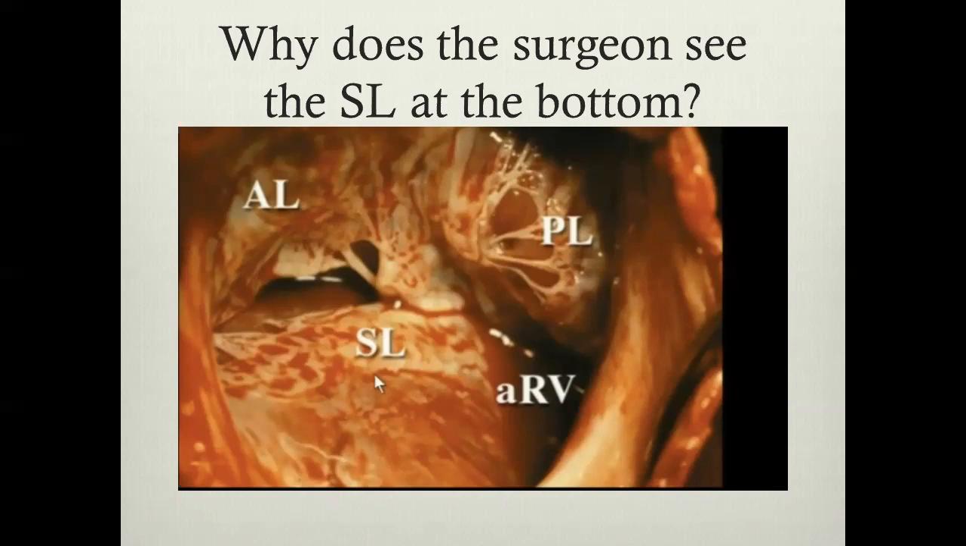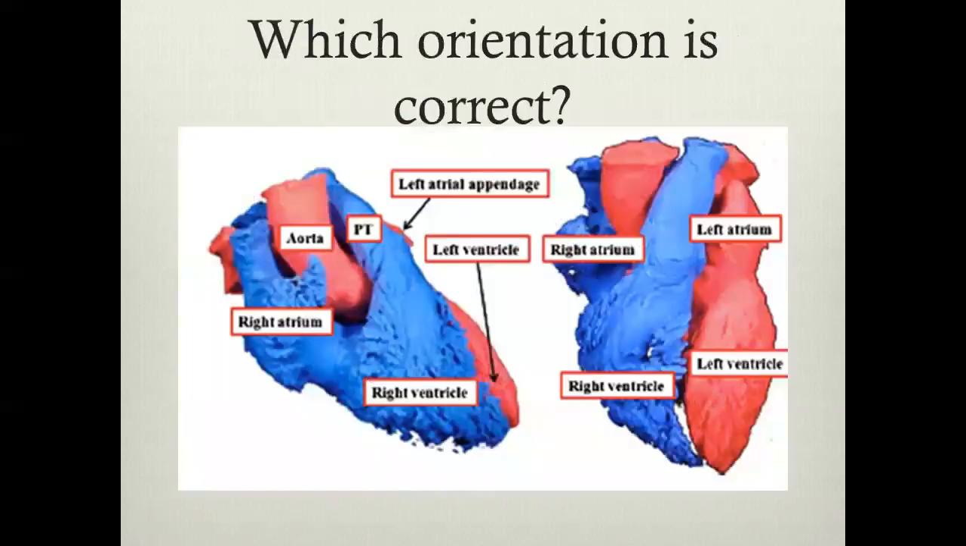So we have sternum, spine, and it's not right and left, it's anterior, posterior. So it's important to keep this in mind because it will answer some questions as to why we keep misnaming some things. So we want to get straight how the heart sits in the chest. All right.